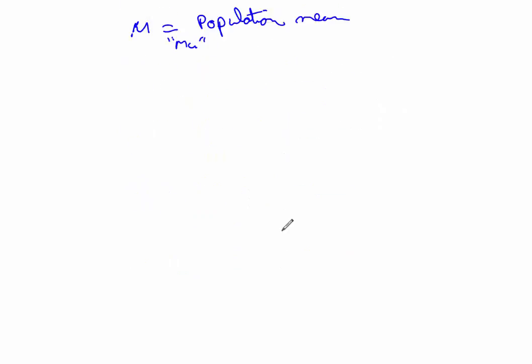But when we're calculating these, we have the sample mean, which is the mean of just a sample. And so that's going to be x bar, which is the sum of the x's divided by how many there are. Notice I used a lowercase n because that's the sample size.